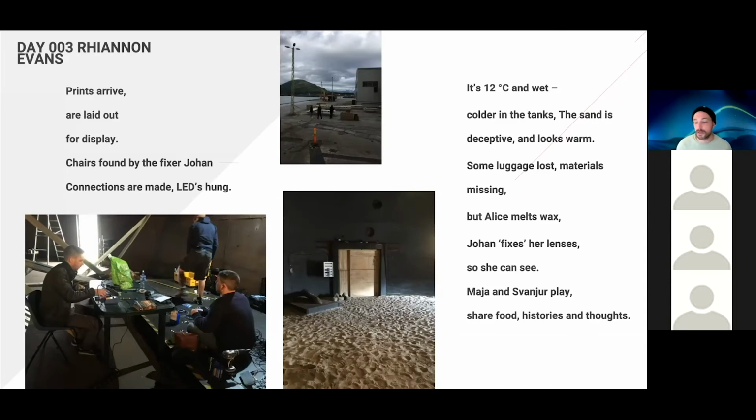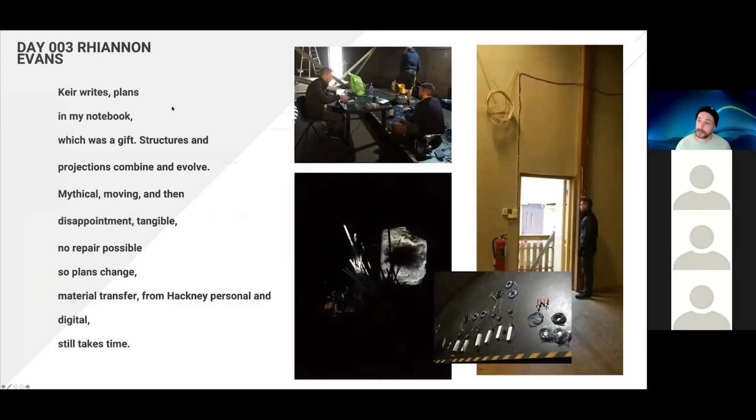So this is when we're starting to meet, work out what we're doing, literally lay out our technology. Keir writes plans in my notebook, which was a gift. Structures and projections combine and evolve. Mythical moving, then disappointed. Tangible, no repair possible, so plans change. Materials transfer for Hackney, personal and digital.